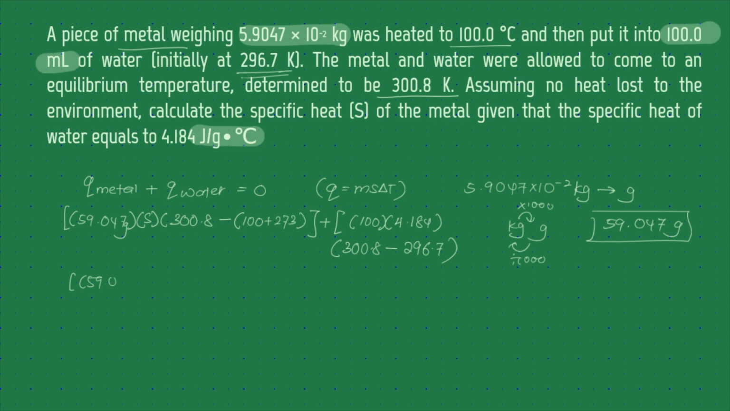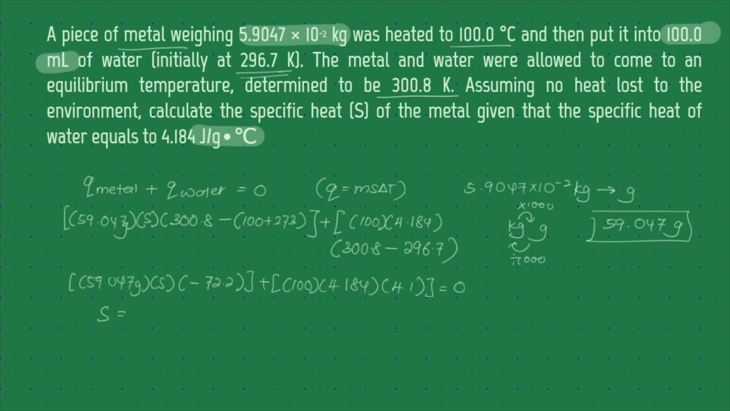Therefore, I'm just going to write this again. 59.047 gram, and then the specific heat, and here should be negative 72.2 Kelvin. And the other side is 100, and the specific heat given in the question is 4.184, and the temperature, the delta T, is equivalent to 4.1. So this value is actually equivalent to 0.